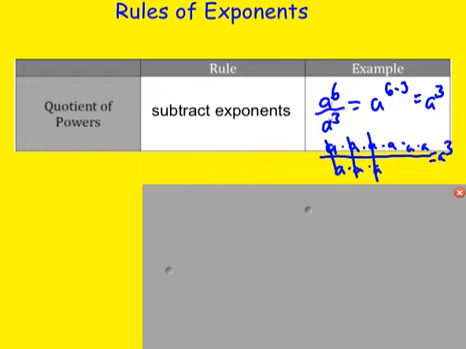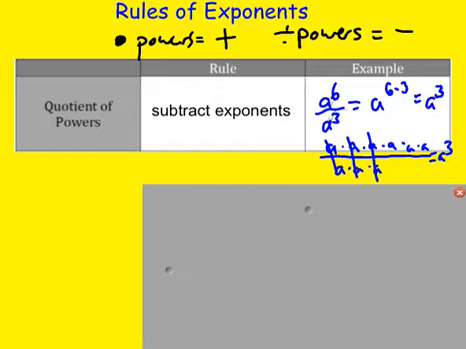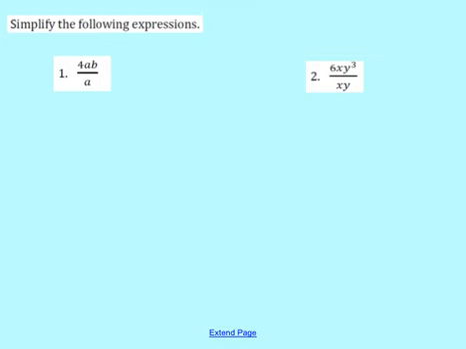Here's what I do. When I think of multiplying, when I'm multiplying powers, they're going to get really big, so I'm adding the powers. When I'm dividing powers, I think of them as getting smaller. When you're dividing things, they're getting smaller, so you subtract them. That's how I keep them straight, to know if I'm adding or subtracting. So let's try some of these.